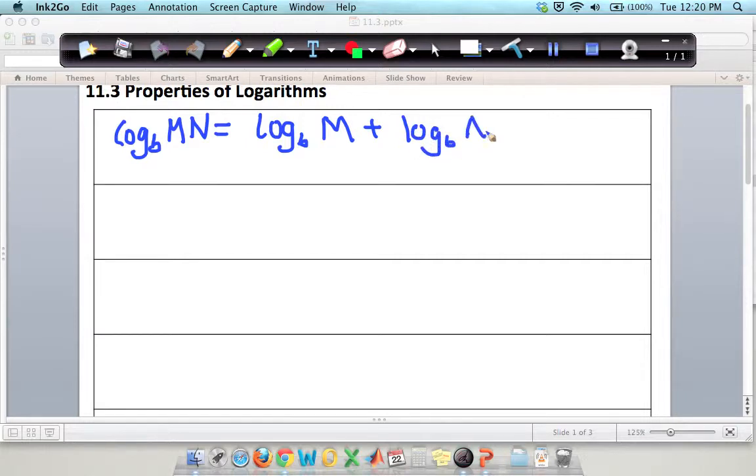And you can use this equation in either direction. So sometimes you have two things multiplied together and you break it up into two separate logs, or you have two separate logs and you write it as one whole log. The second one is when you're dividing. So just like with exponents, when you're dividing, you subtract. When you're dividing with your log, you can break this up into two separate logs with the subtraction sign in between them.